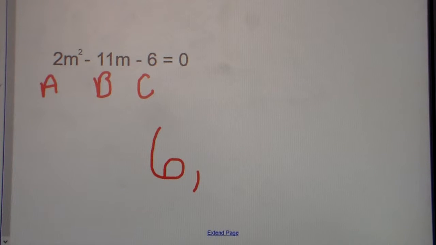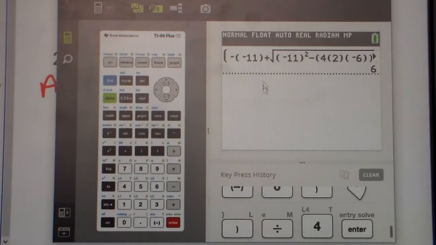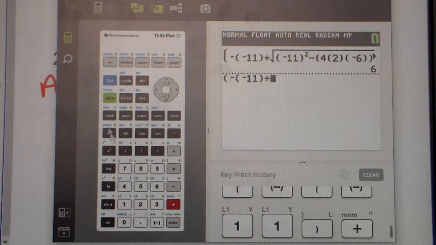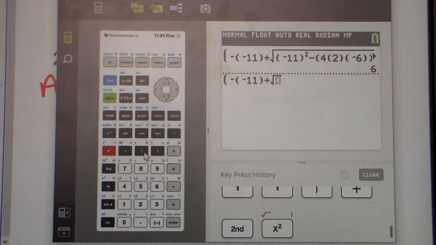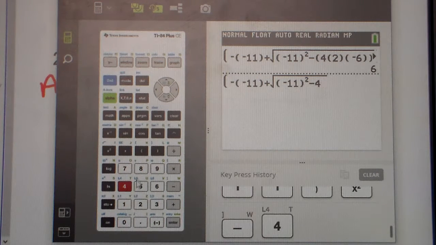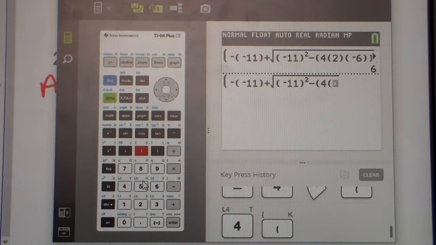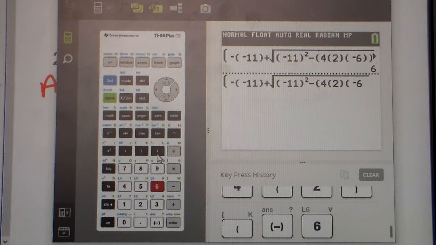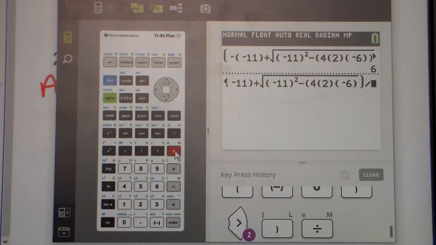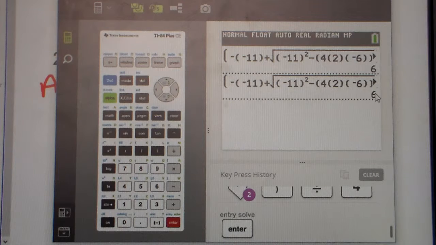That's our first answer. To get the second answer, we're going to use the minus sign. We're going to do the exact same thing. Open parentheses, negative. Open parentheses again, -11. Plus, then we do the square root. -11 squared minus 4. I'm going to do parentheses there. 4. My a is 2. My c is -6. Hit arrow key to the right, so we're outside that square root. Close our parentheses. Divide by 2 times 2, which is 4. And we get an answer of 6.